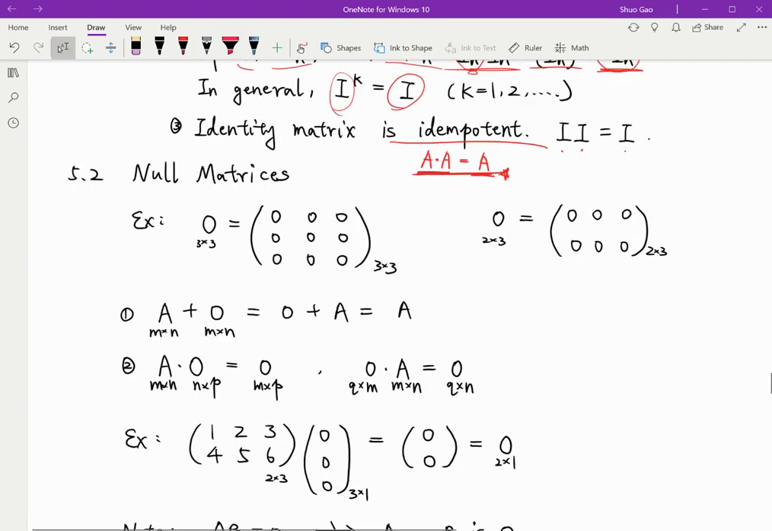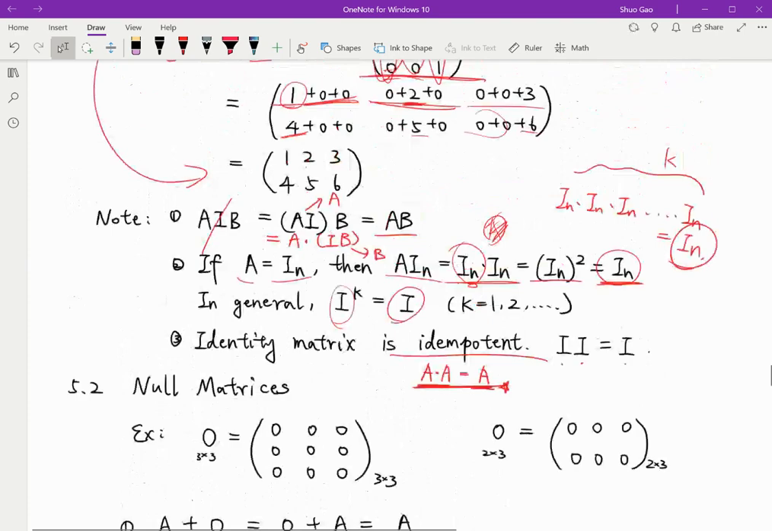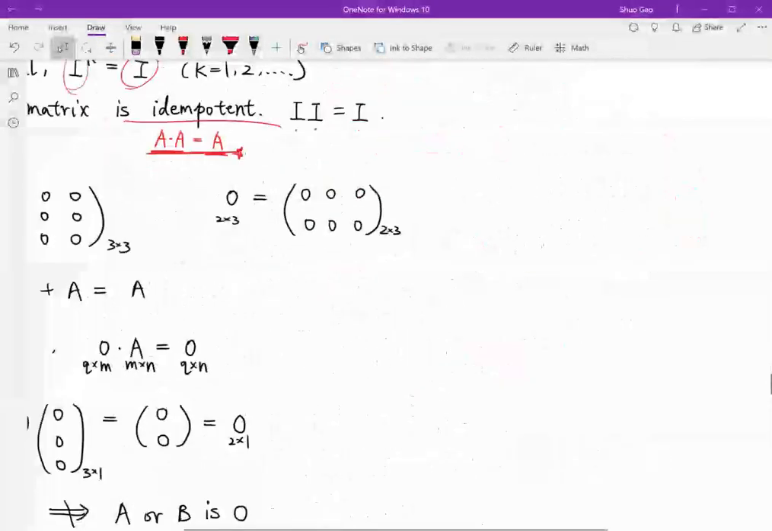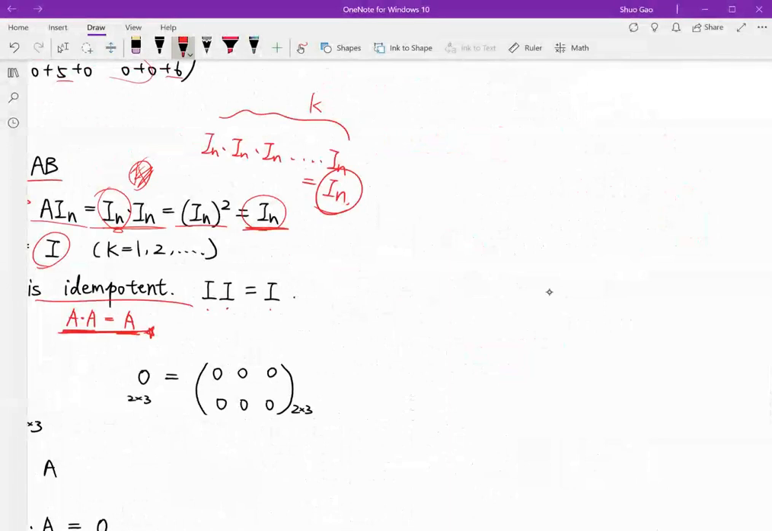If you want to calculate that yourself, for example, if we calculate I3 times I3, right? First, we have to multiply I3 with I3. You cannot multiply I3 with I4 or I5, right? Because they're not conformable. I3 times I3.